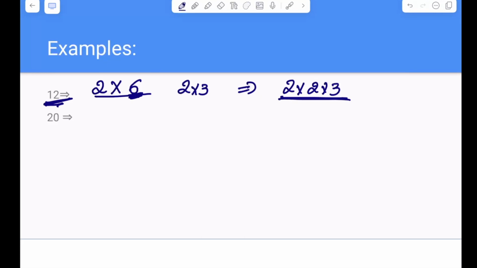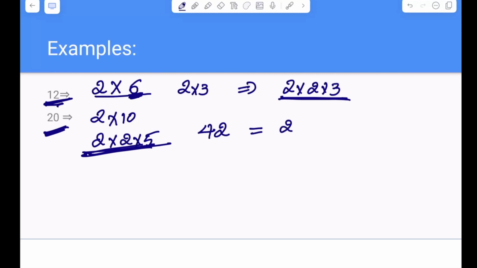So writing a number as a multiplication of prime numbers is nothing but prime factorization, or we say standard form. Let us take another example, 20. 20 can be written as 2 into 10. 10 can be written as 2 into 5. This is the prime factorization of 20. If you take any number, let's take 42. 42 can be written as 2 into 21. The 21 can be written as 3 into 7. So 42 can be written as 2 into 3 into 7. So we can write any number as a multiplication of prime numbers. This is nothing but prime factorization. Writing a number into prime factors is very, very important. Based on this, you will face n number of problems in number system.